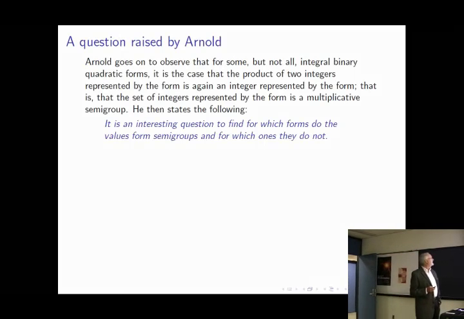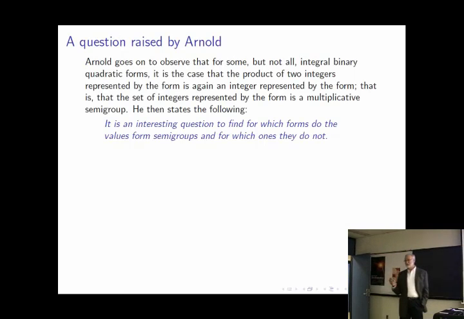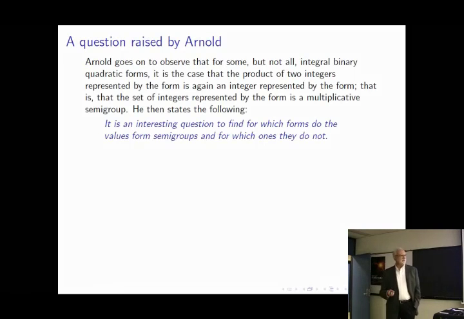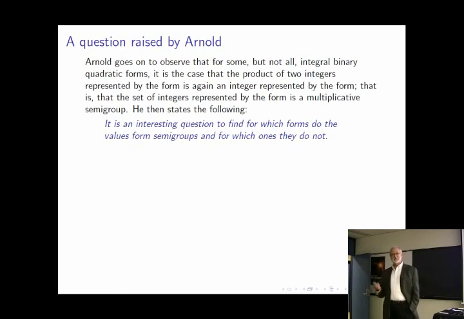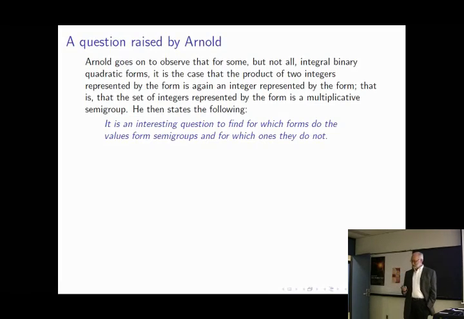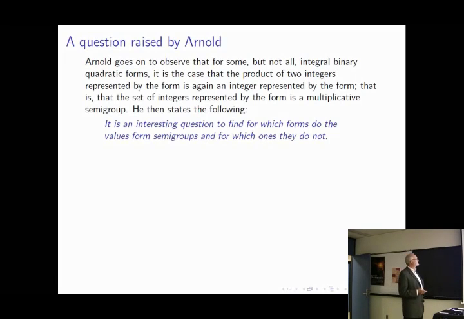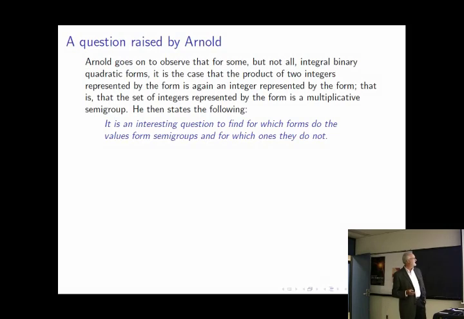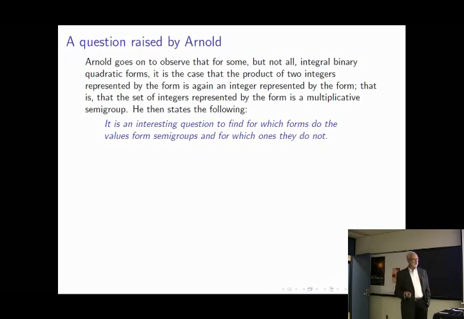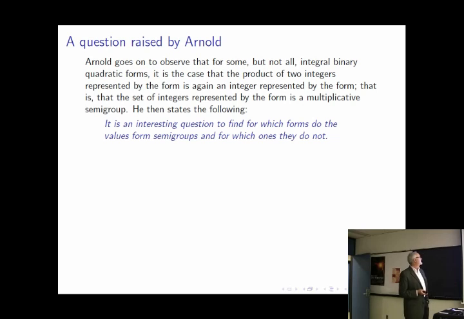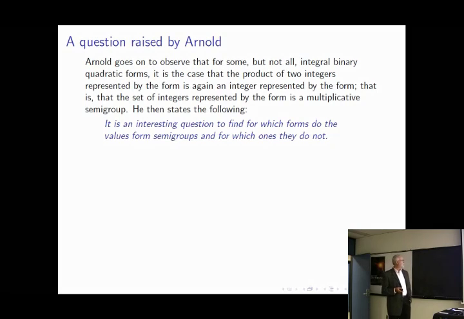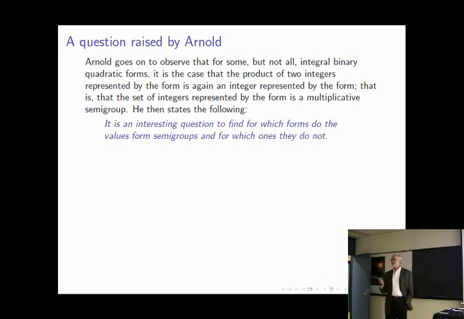So the next thing I came across in the paper is the following. He says, well, sometimes, and he gives a couple of simple examples. He says, sometimes it's even the case that products of two numbers represented by a binary form is again represented by the form, but not always. In other words, sometimes that set of represented integers is a multiplicative, what we call a multiplicative semigroup. And he says, this is the quote, it's an interesting question to find for which forms do the values form semigroups and for which ones they don't.